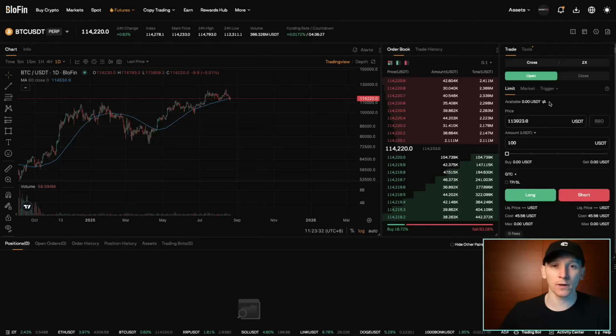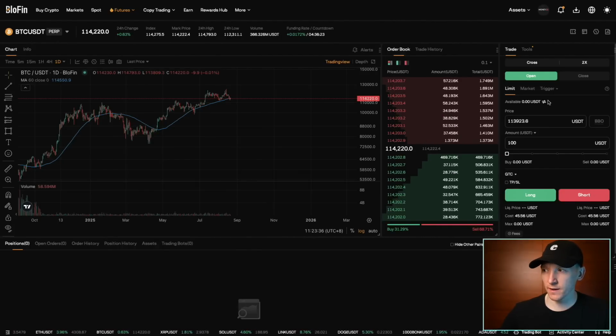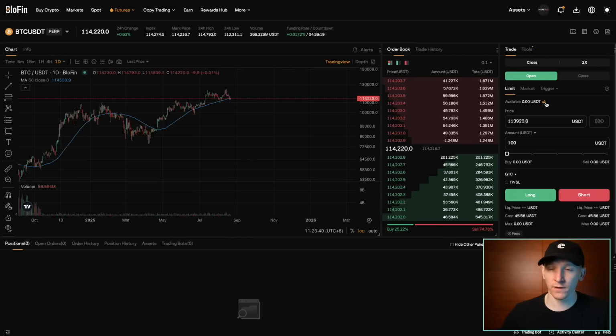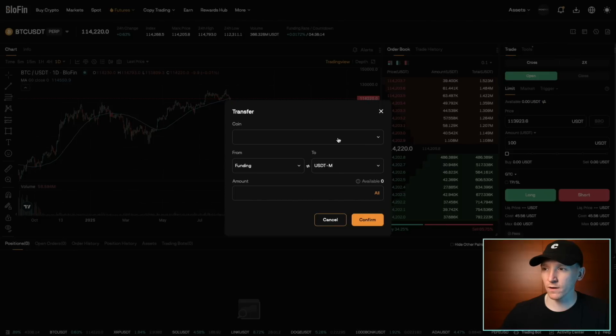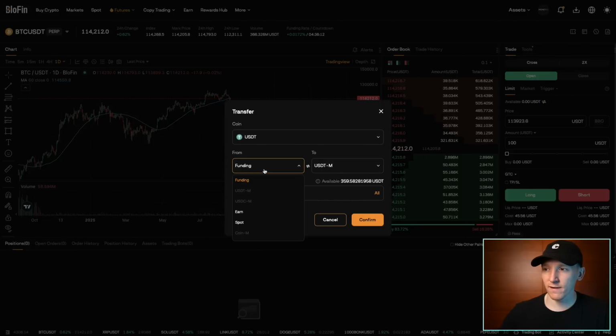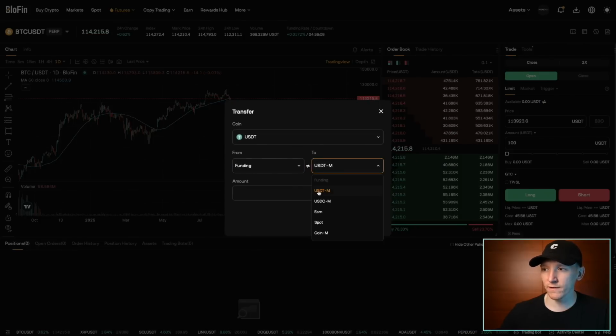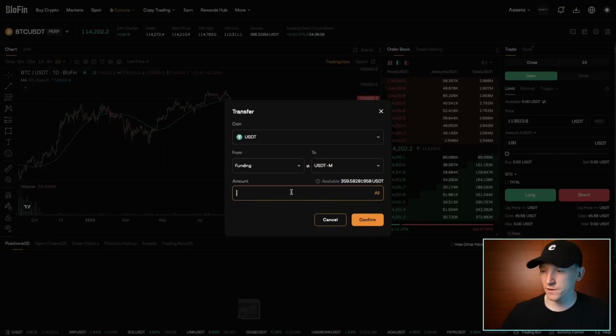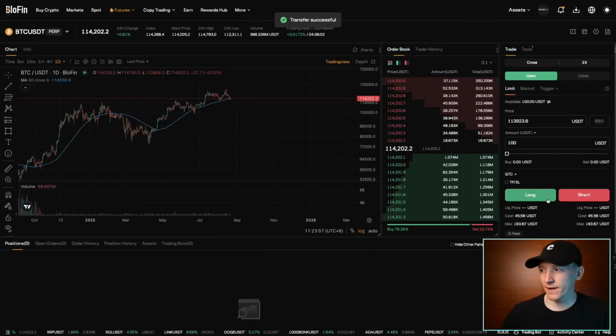Now I'll show you how to open a long position. So we need to transfer some assets into our futures trading account. If you need to know how to deposit crypto into Blofin and everything else, I'll leave that for the beginner's guide down below. Right here is where we transfer assets. So press transfer. We want to send some assets from our funding account or spot account into our USDT margined futures account. So let's put some assets in, press confirm. Then you have some assets to trade with.